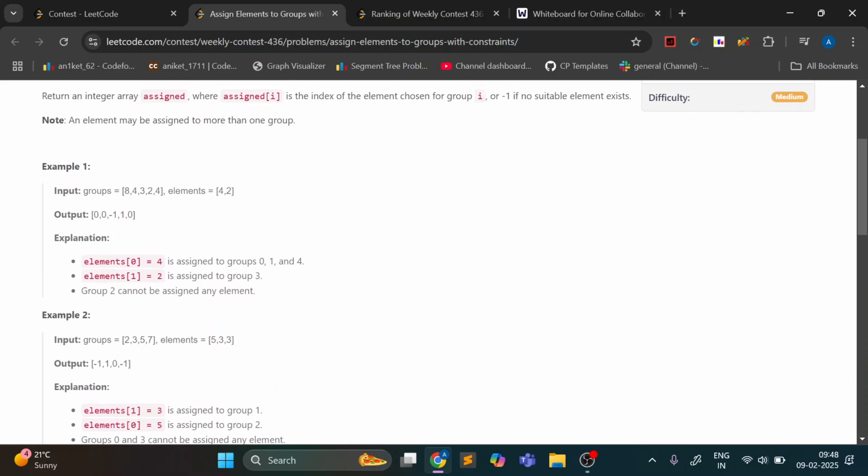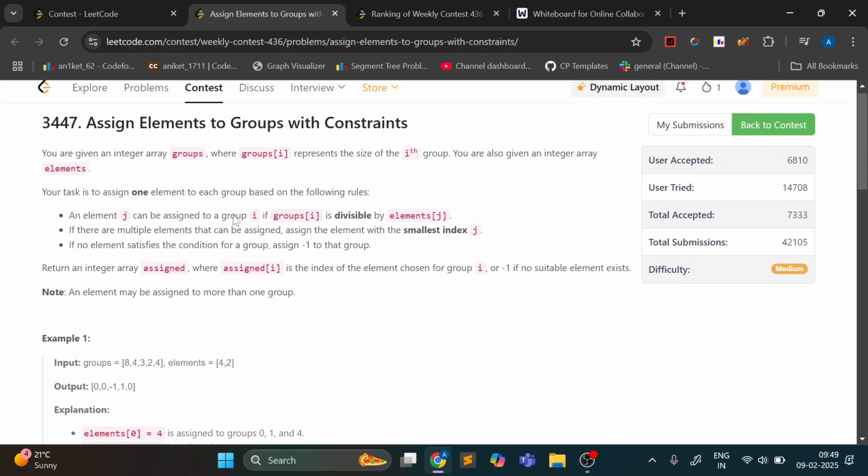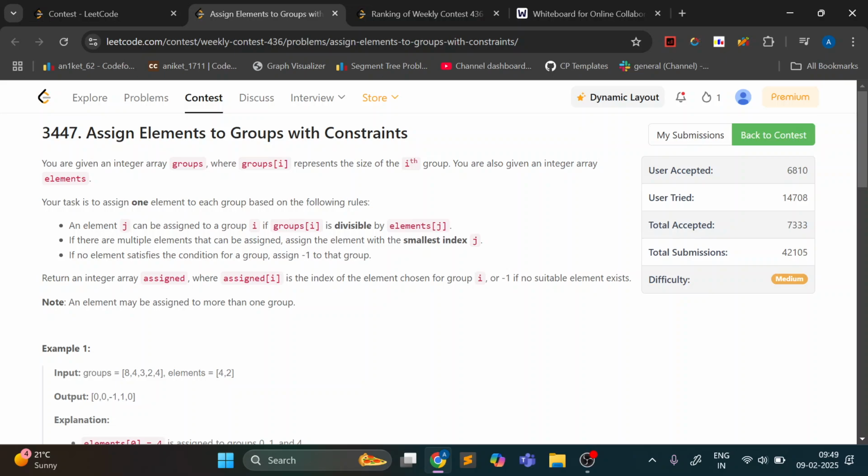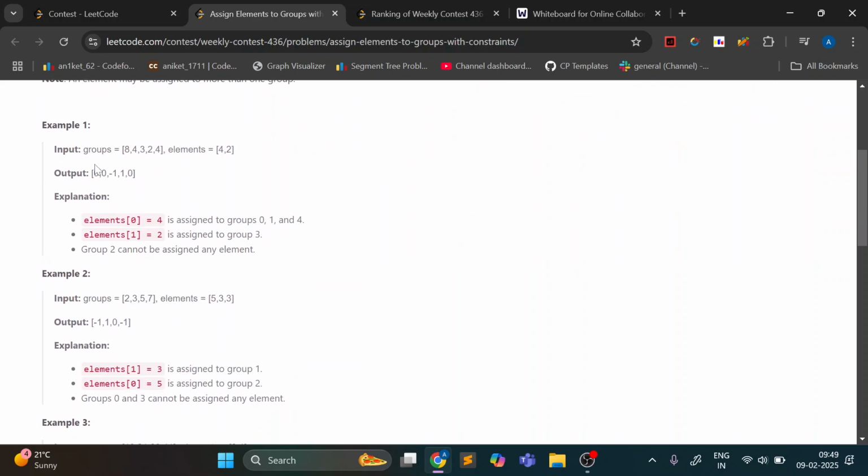So simple. Let's just see the first sample. 8 4 3 2 4 is our groups vector, and elements is 4 comma 2. Now for 8, the first group, we can assign both the elements because 8 is divisible by 4 and 2 both. But when there are multiple elements that can be assigned, we assign the smallest index j. So here out of 0 and 1 we will assign 0 because it is smaller.